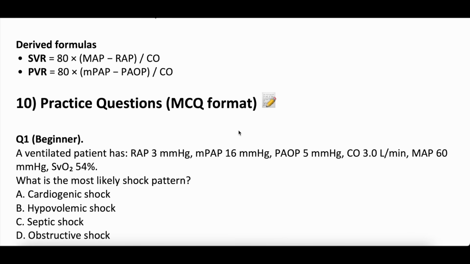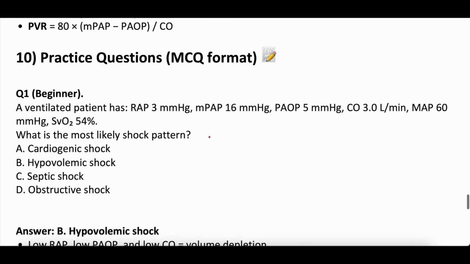A ventilated patient has a right atrial pressure of 3, a mean pulmonary artery pressure of 16, a pulmonary artery occlusion pressure, also known as the wedge pressure, of 5, a cardiac output of 3, a MAP of 60, and an SvO₂ of 54%. What is the most likely shock pattern? Although this is the beginner question, these are advanced devices, so these questions are a little higher level just to start with. But what's the most likely shock pattern? Pause here if you need more time.